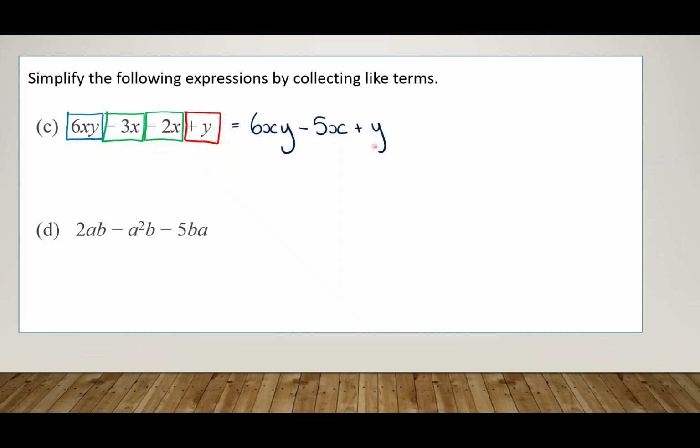Lastly, I've got my plus y on the end. There was no other y terms, so I can't do anything with it. There is my final answer.